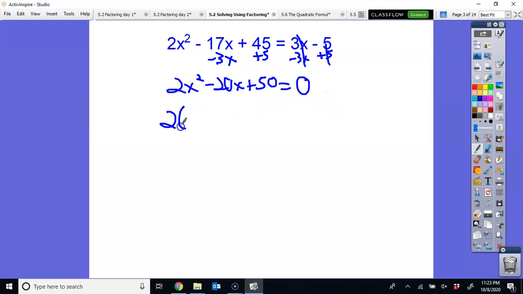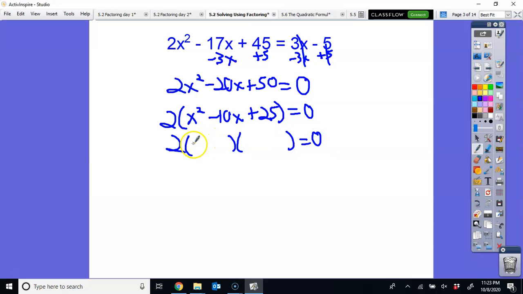Because if I divide 2 out of everything, it's going to make it easier. Divide 2 out, that's 1x squared. Divide 2 here is negative 10x. Divide 2 here is 25. That means I can split that up again into x and x is x squared. Positive 25, so that means it's going to be minus and minus because of the middle. The factors of 25 are 1 and 25, 5 and 5. So those are the ones that would give me 10 in the middle.